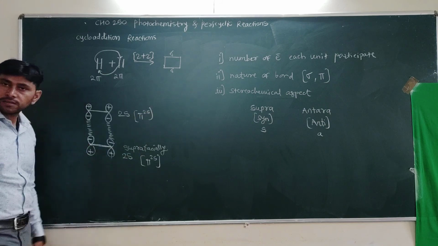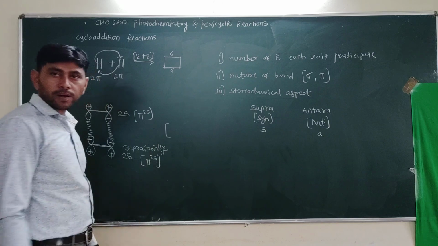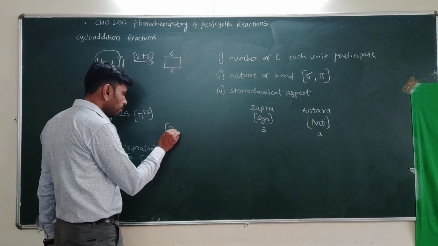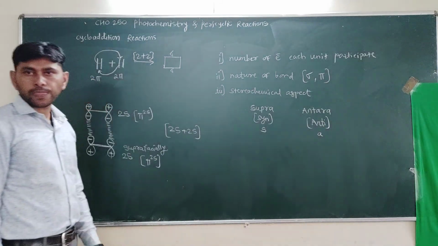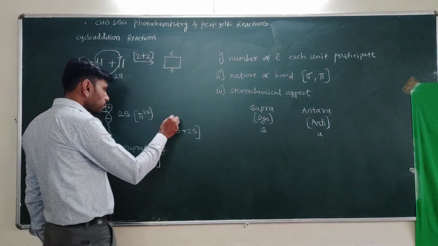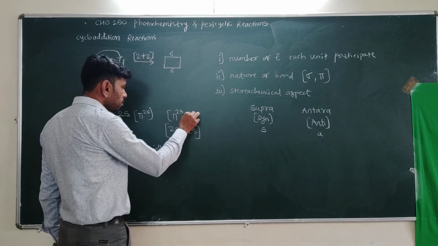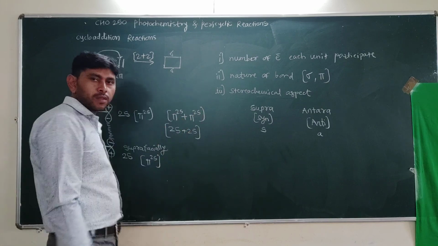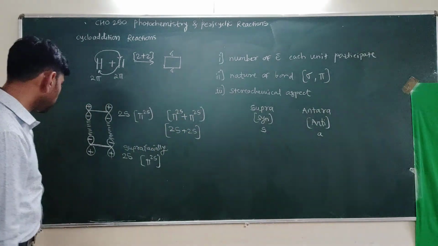So such a reaction, how can we show? Both acting suprafacially, then that reaction is named in this way: 2s plus 2s pi electron system. Both acting suprafacially, 2s plus 2s. Or it may be represented in this way, pi 2s plus pi 2s. So this is the representation.